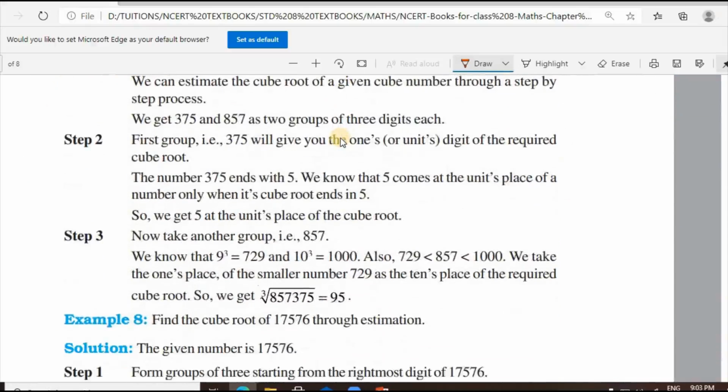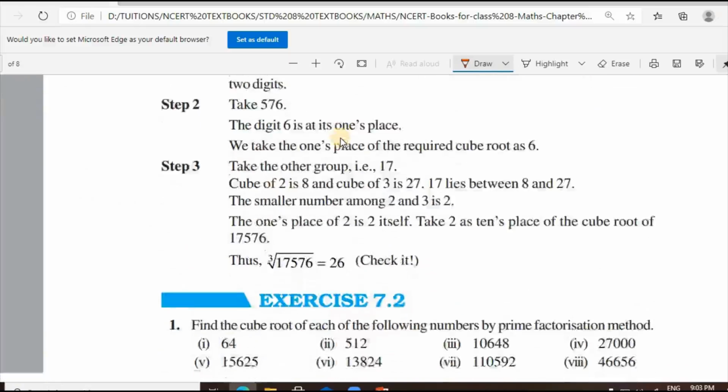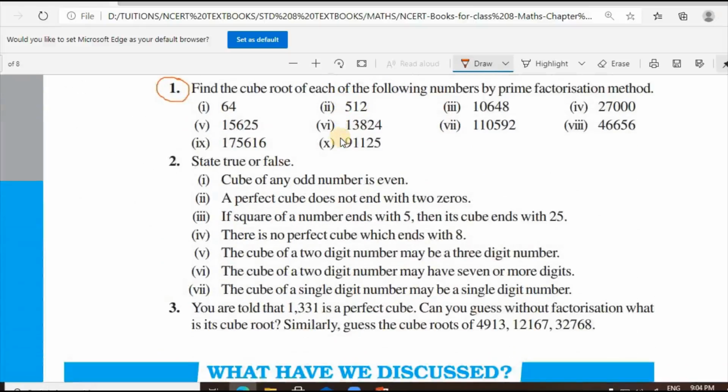Okay, so now let's do some sums. We are going to do this example, find the cube root of this number, and then in exercise 7.2 I already finished this sum in the previous video. We are now going to solve true and false, and then we are going to see the estimation method and solve these numbers, like 1331, which is a perfect cube. So let us find the cube root. Same way, find the cube root of these three numbers. So we are going to solve all of them. Before we do that, let us just solve this true and false.